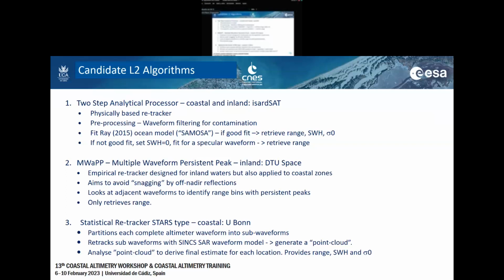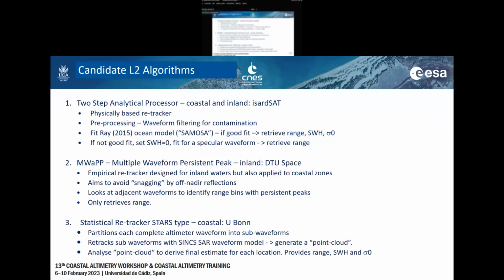range, significant wave height, sigma 0. If not, it's a bit like the SAMOSA+ implementation, where the significant wave height is set to 0, and you fit a specular waveform to it, and then you just get range. So the idea behind that one is it can move from the coastal zone to inland water type specular reflections. There's the DTU Space multiple waveform persistent peak retracker, which is designed for waveforms where there are multiple peaks, and the objective is to avoid snagging from off-nadir reflections. So it looks at adjacent waveforms, picks out the persistent peaks, and then retracks the persistent ones, and we get range from that.